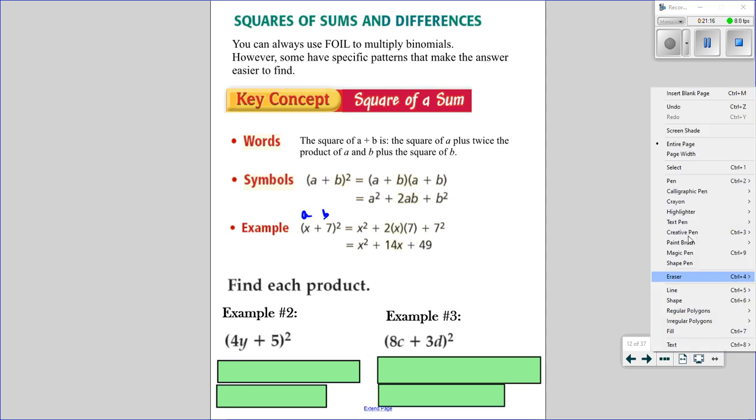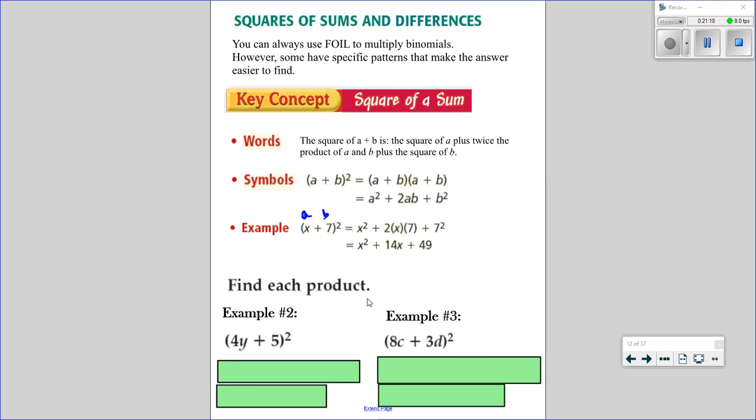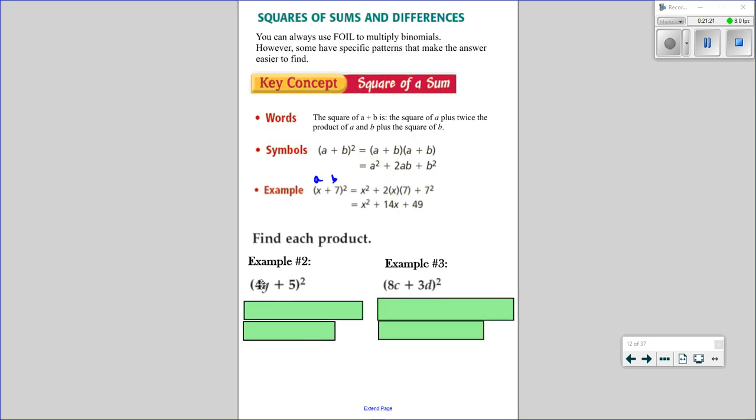So let's do the examples below. For example number 2, they have 4y plus 5 squared.